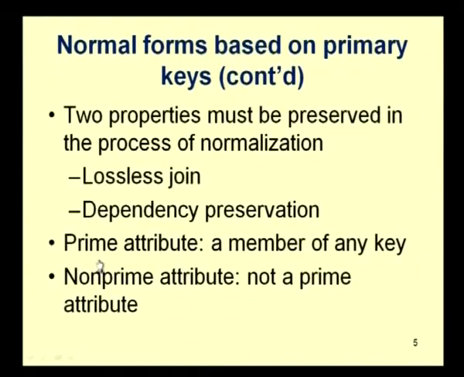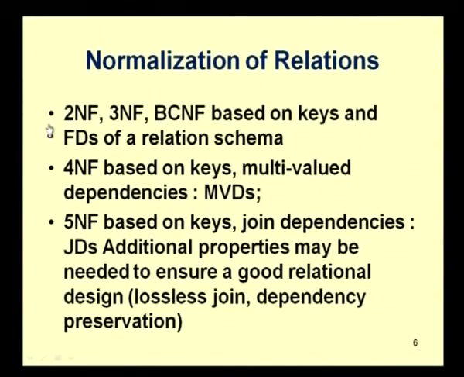Now, we said that it is dependent on prime attributes, we call prime keys. So, for primary keys, any attribute associated with the primary key is called a prime attribute, and an attribute which does not belong to the primary key is called a non-prime attribute. So, there are two types of normalization. One is normalization based on primary keys and the other is normalization based on relations. So, the first normal form is based on primary keys, and the second, third and the Boyce Codd normal forms are based on keys and the functional dependencies of a relation schema.